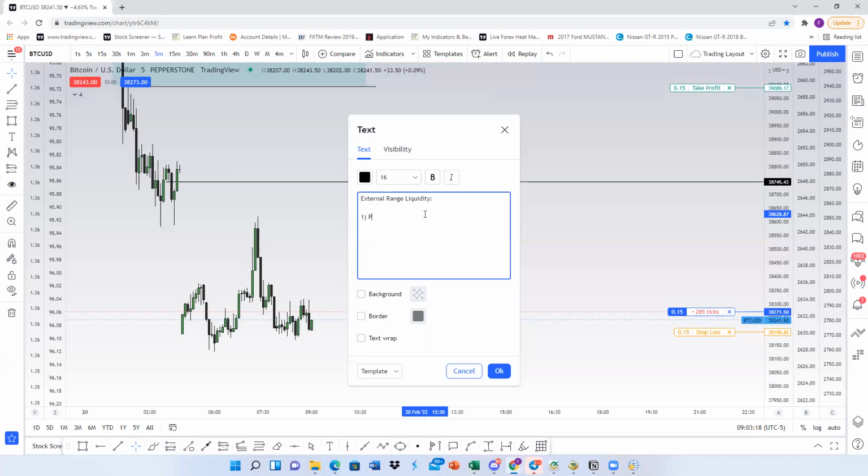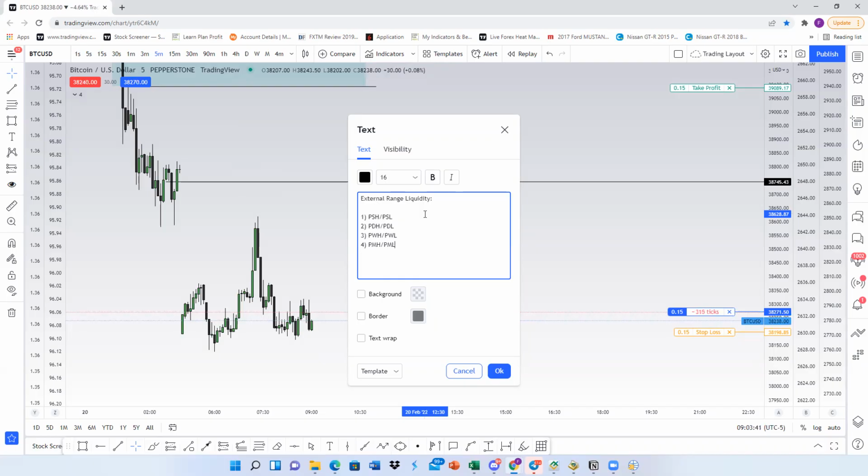We are going to be focusing on the previous session high, previous session low, previous day high, previous day low, previous week high, previous week low, previous month high, and previous month low.